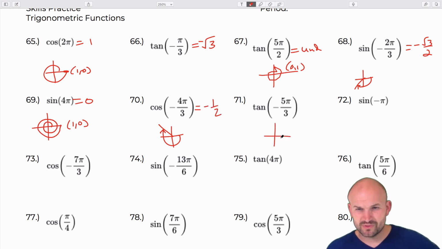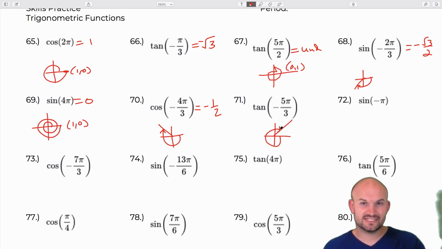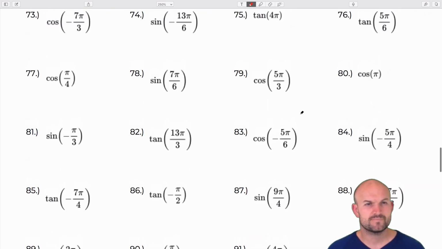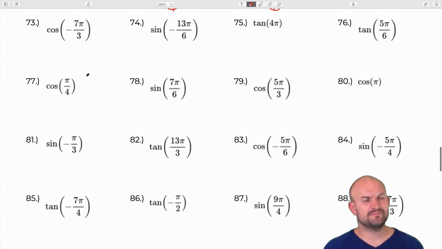Negative 5 pi over 3, that is going to be in the first quadrant. Okay, because negative 6 pi over 3 would be all the way around. So that's going to be positive, and with the reference angle of, I'm sorry, of pi over 3. So that's just going to be square root of 3 is the answer. Negative pi gives you a point of negative 1, 0. So the sine is just 0. Whoa.